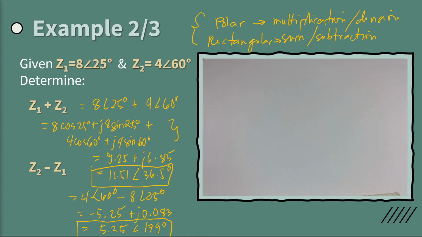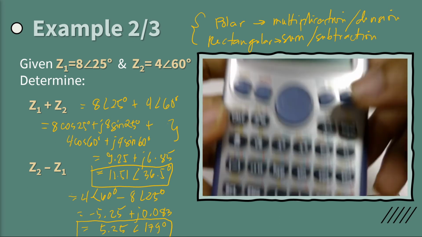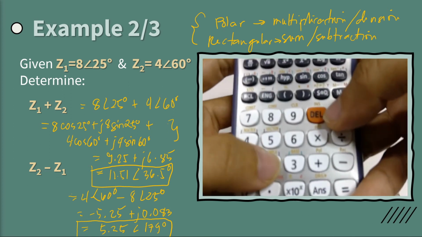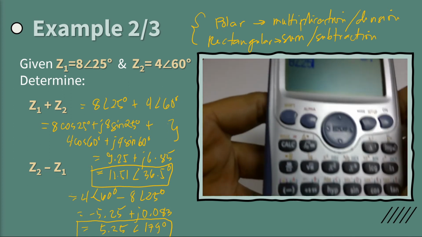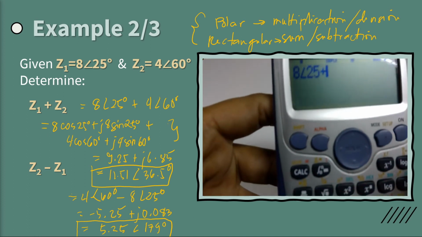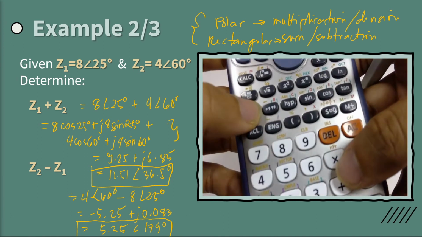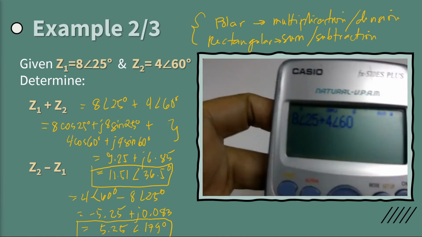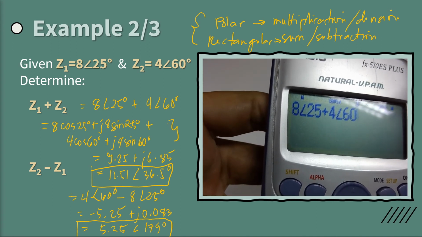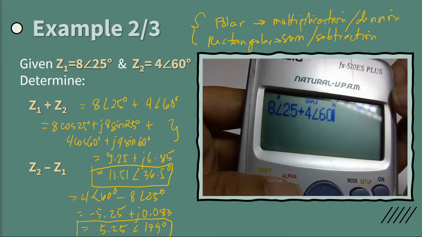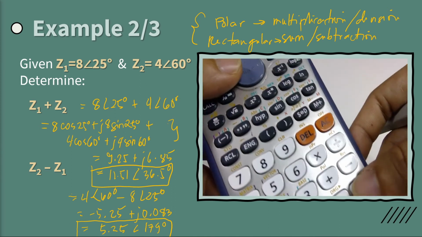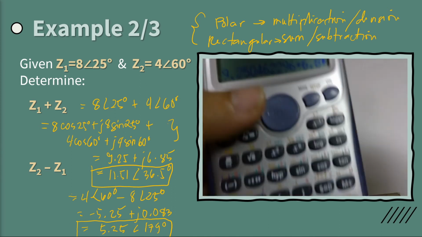Now let's try our calculator. So we have here our calculator. If you have a calculator, you don't need to worry whether you're going to solve it using rectangular or polar form, because the calculator can automate that. So: 8 angle 25 plus 4 angle 60. If you don't know how to do this, go back to the previous lecture, where I showed how. Then press equals, and the default is the rectangular form.